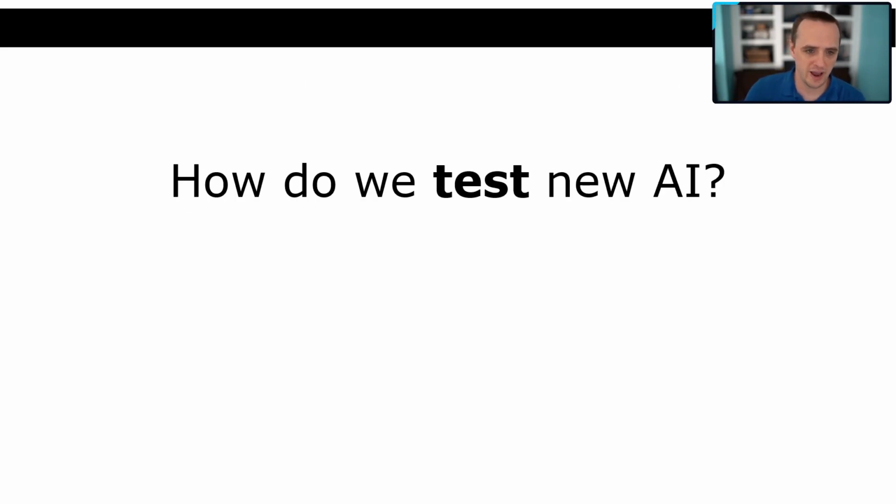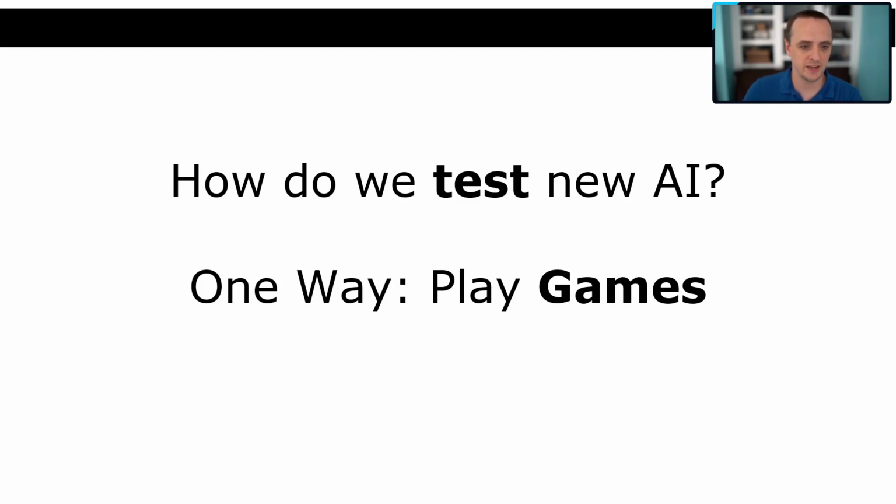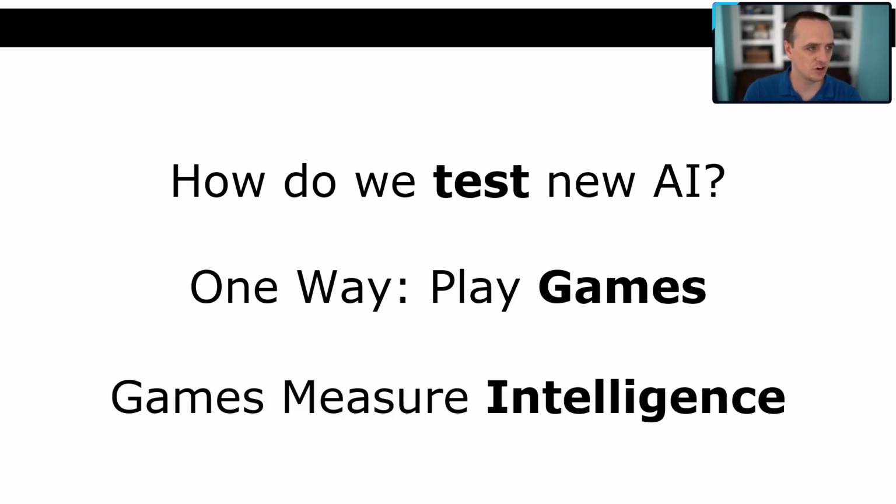So how do we test new AI? Well, one way is to play games, because games measure intelligence. If you think about it, it's really difficult. We just tried to define intelligence at the beginning of the lecture, and you saw how hard that was, right? So how would you come up with an algorithm to measure the intelligence of a system? It's like impossible. You can't measure intelligence. So what we're going to do is take our new AI method and have it play a game like chess or Go or StarCraft. And if one method beats the other method at that game, then it's probably smarter, right?